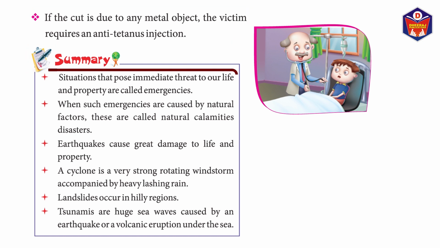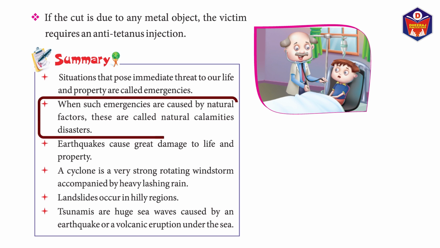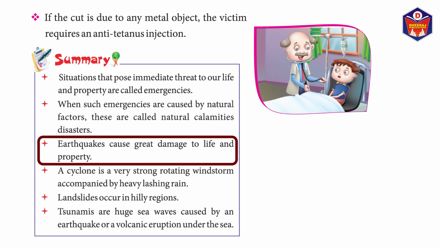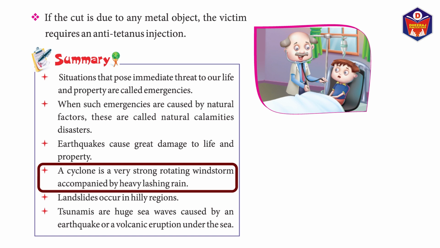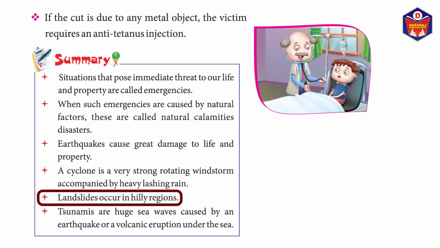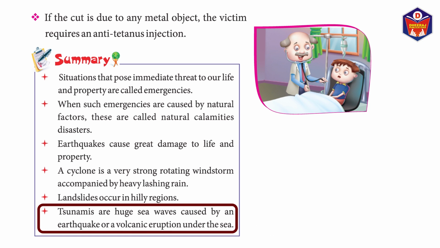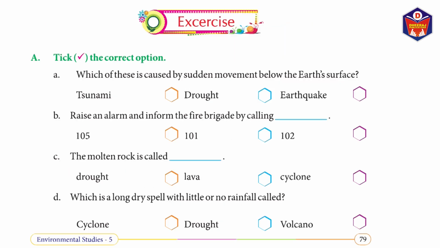Summary. Situations that pose immediate threat to our life and property are called emergencies. When such emergencies are caused by natural factors, these are called natural calamities, disasters. Earthquakes cause great damage to life and property. A cyclone is a very strong rotating windstorm accompanied by heavy lashing rain. Landslides occur in hilly regions. Tsunamis are huge sea waves caused by an earthquake or a volcanic eruption under the sea.